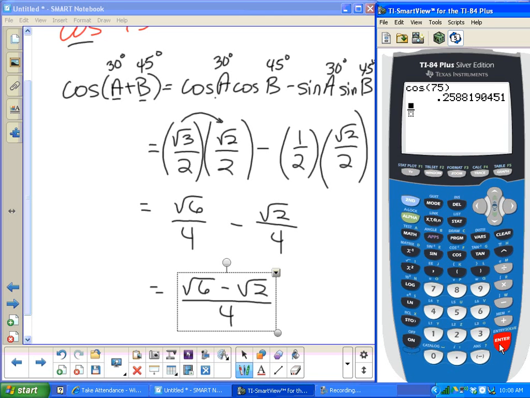So here we go, square root of 6 minus square root of 2. And be sure you hit minus right there instead of the negative sign. Over 4. Anybody want to bet that it's the same thing? I was going to try to win some money. All right. Y'all see how we can check our answers there now?